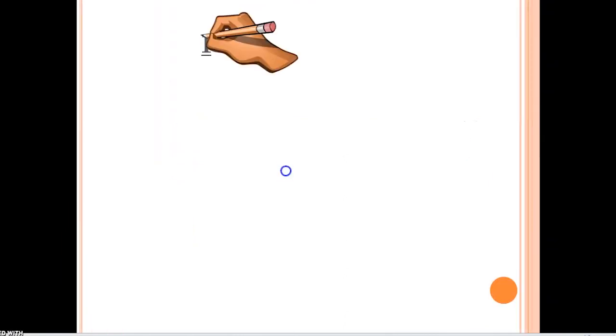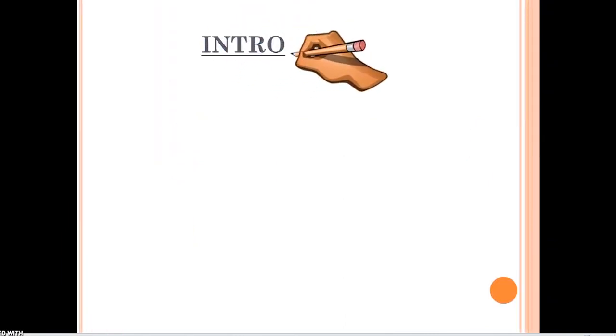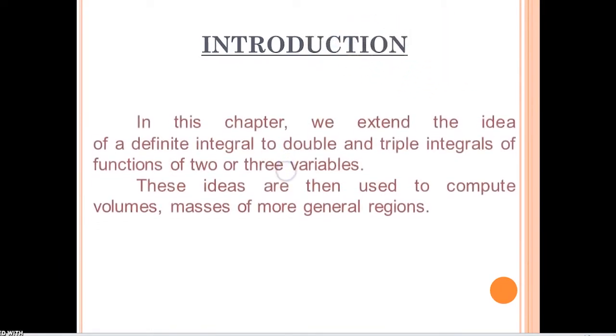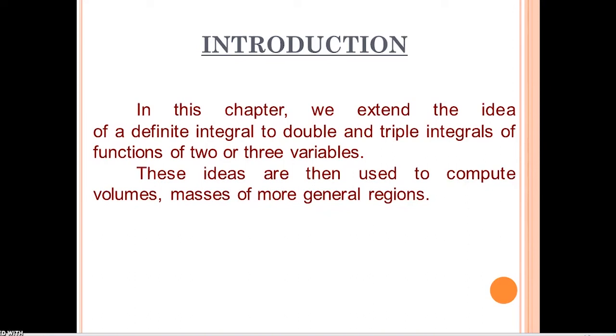First of all, we'll have some introduction. In this chapter, we are going to extend our idea of the definite integral to double and triple integrals of functions of two or more variables, or you can say two or three variables.